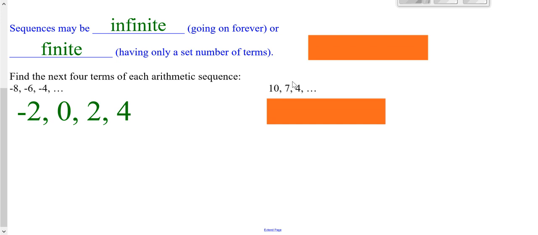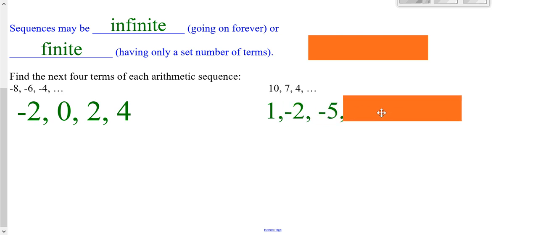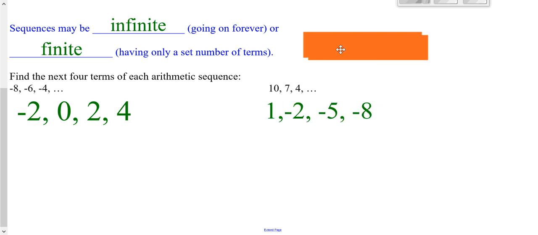Over here, you notice you're going down by 3 each time. In other words, our difference would be negative 3. Go down by 3, go down by 3, go down by 3, go down by 3. So you can just follow that pattern.